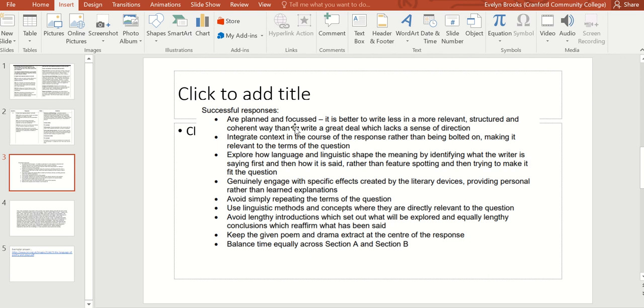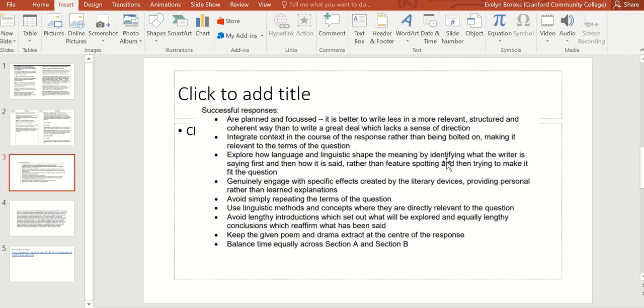They're saying that successful responses are planned and focused, and it's better to write less in a more relevant and structured way than to write lots which lacks direction. And I can see you guys doing this more compared to your last essay. Whereas in your last essay on suspense, you guys wrote about pretty much everything you knew about the poems. Here, when you've been writing about nature, you've been much more focused just on that element, okay, which is much better.